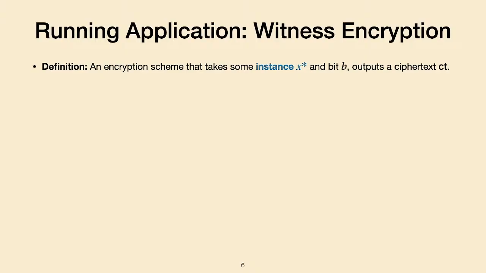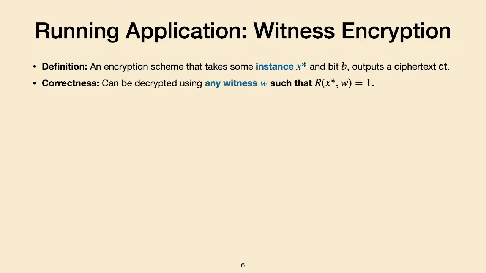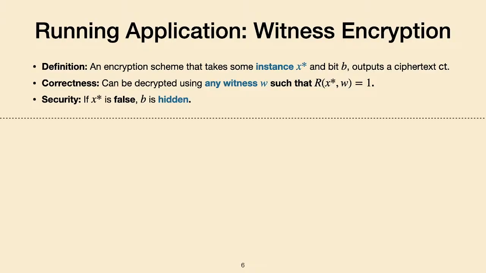Witness encryption is an encryption scheme that takes as input some instance X star of some language and a bit B, and it outputs the ciphertext. I'll have a picture in a moment, don't worry. The correctness property says that any witness for this instance X star can be used to decrypt the ciphertext. And security says that if X star is false, B is essentially hidden. It's like semantic security.